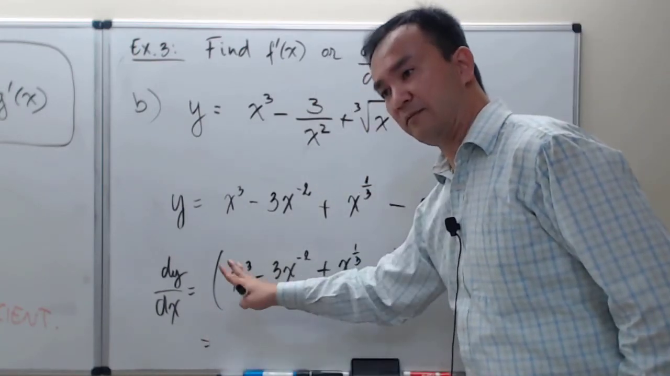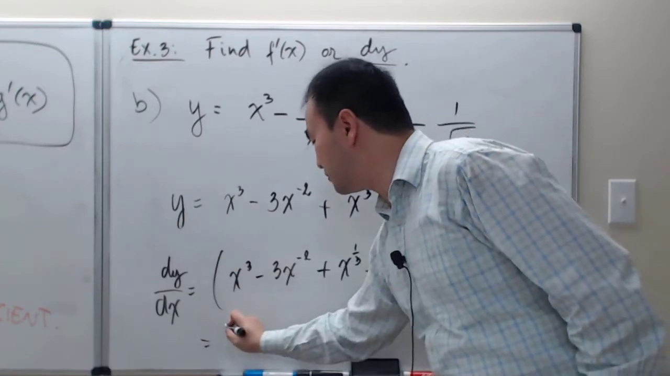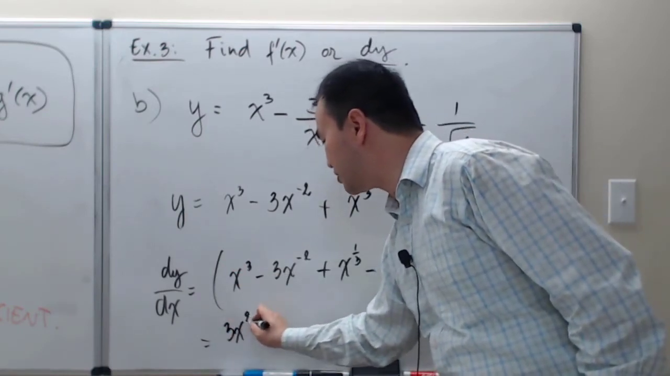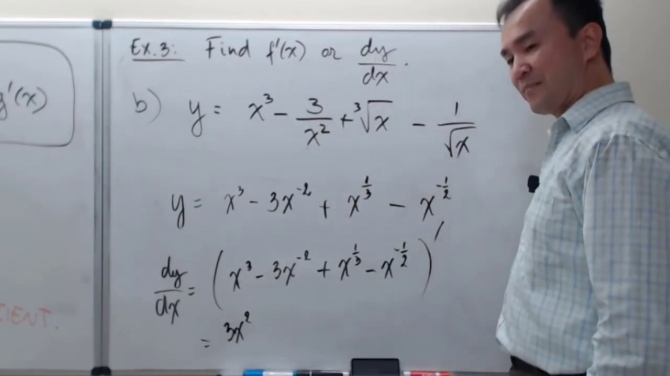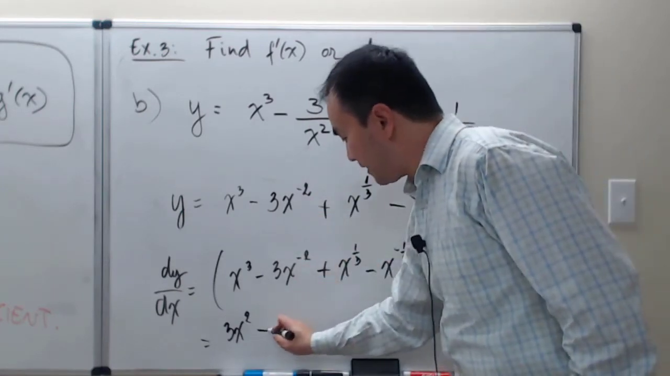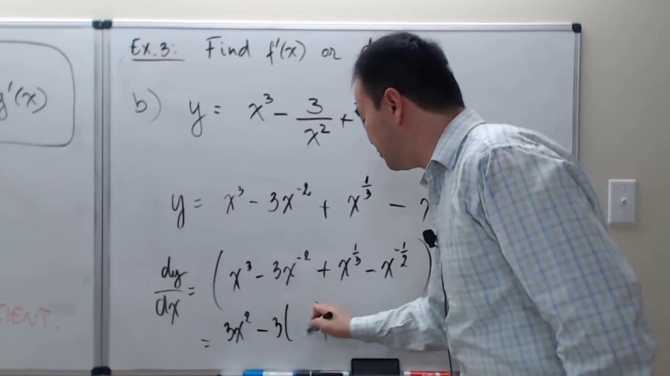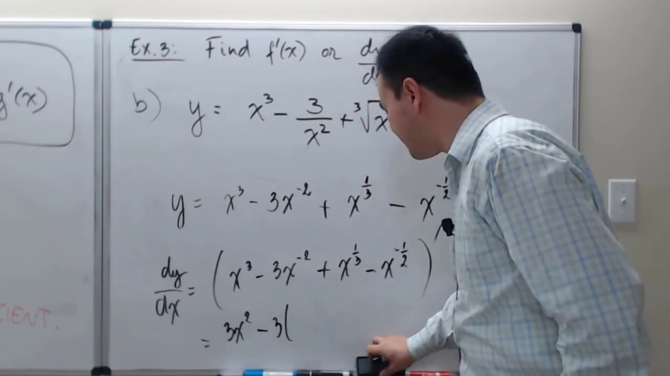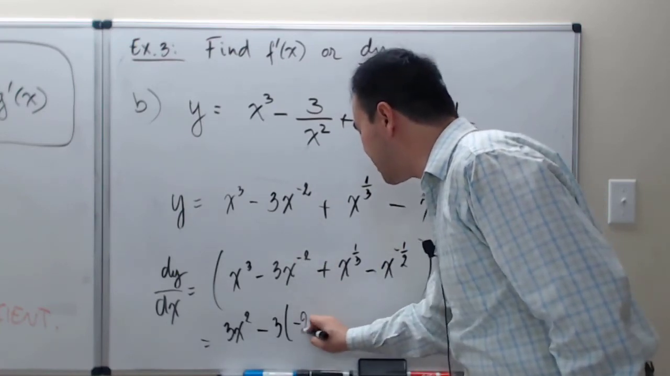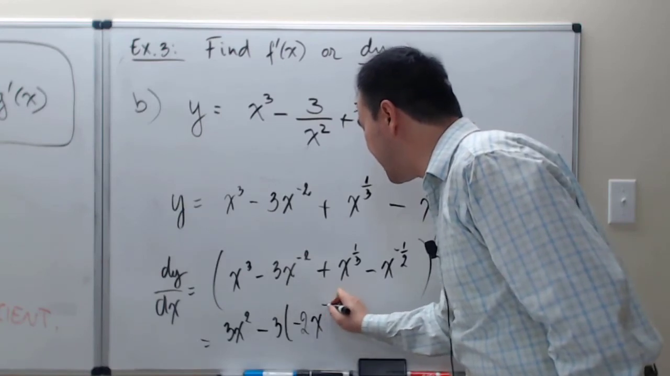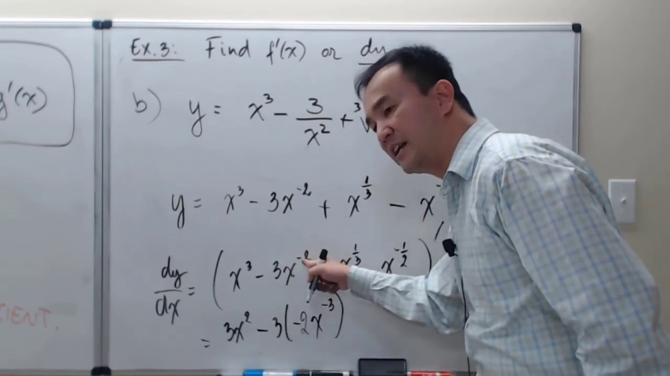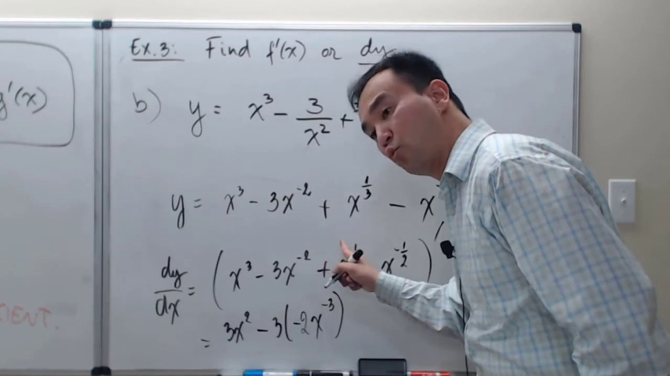First term, sum and difference rule says we can do 3x squared, and now allow me to start picking up the pace a little bit. Okay, next term is a minus. Okay, there's 3, but this x minus negative 2 becomes a negative 2x to the negative 3 power. Remind yourself that it needs to be negative 2 minus 1.